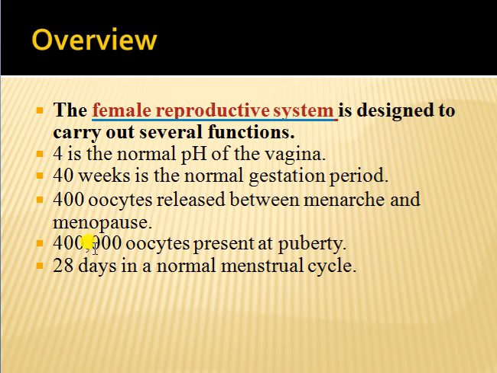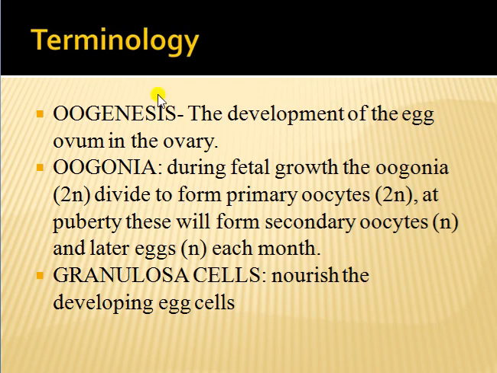Next, 4 lakh oocytes are present at puberty, oocytes only. So these oocytes release the 400 eggs. 28 days is the normal menstrual cycle, as everybody knows. What are some important terms here? Oogenesis, the development of the egg, the ovum in the ovary, is called oogenesis.